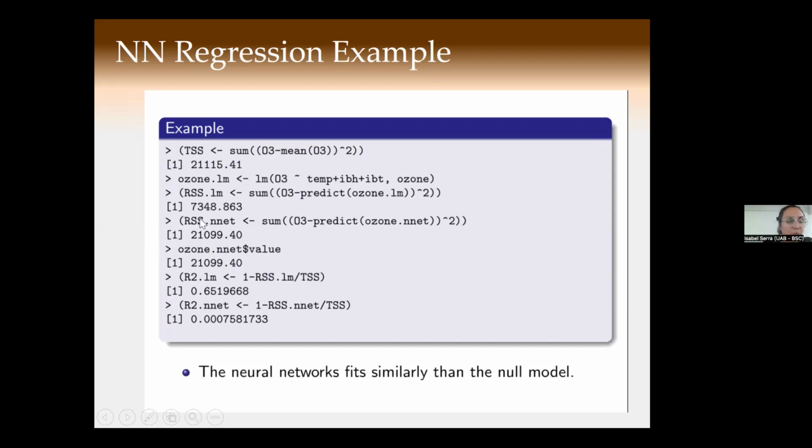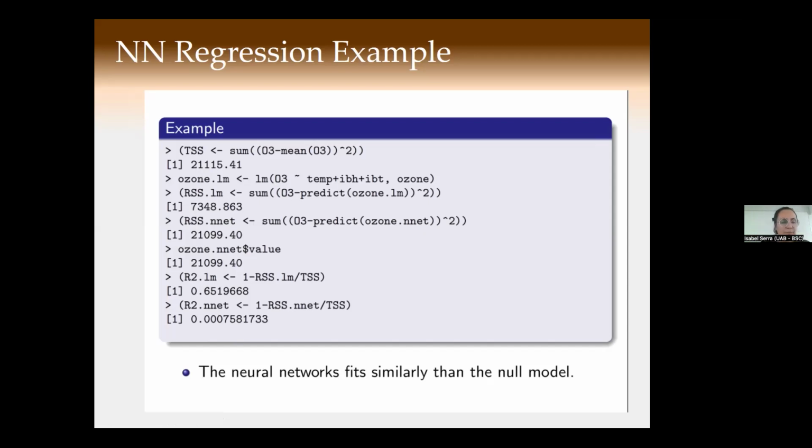However, when you consider the residual sum square with the NNet, where you consider ozone and predict with a model of ozone using a neural network, it is terrible because the residual is like before. You can see that with the linear model you explain a lot. With the neural network you don't explain, because you have 21.1 and 21.0. You really don't explain anything. With a neural network, in this case, you cannot explain anything.